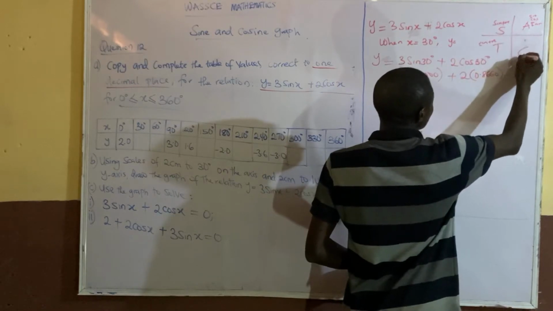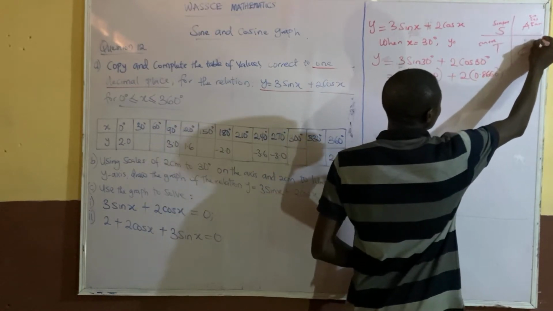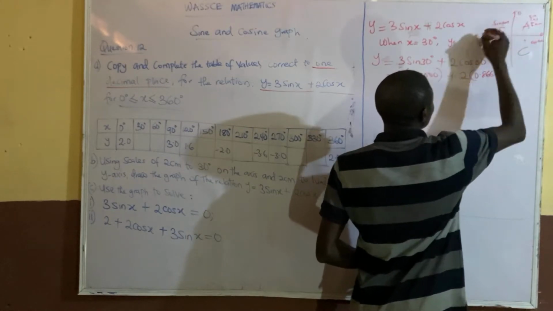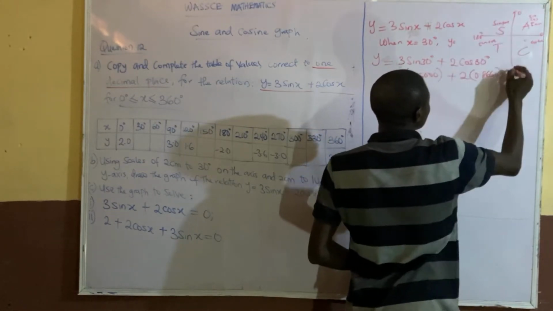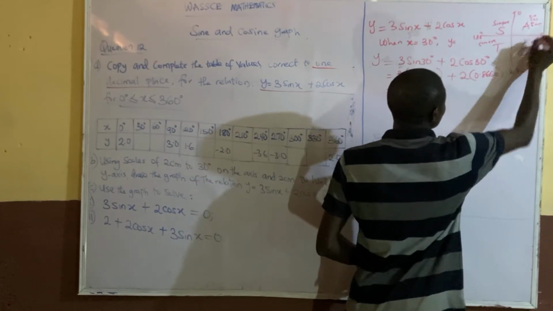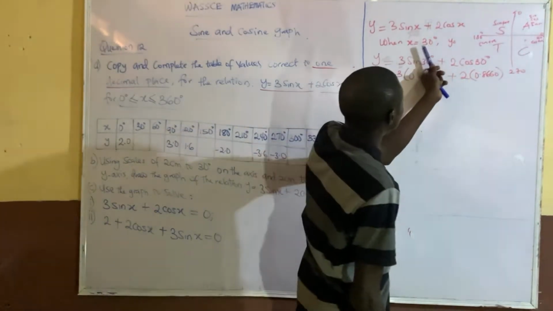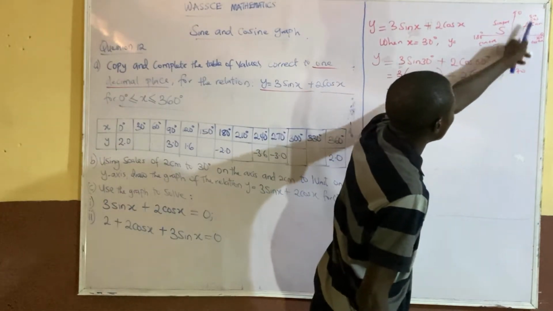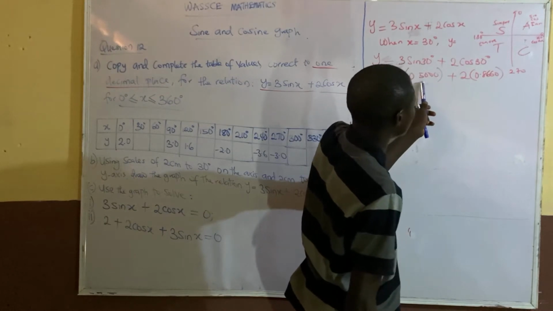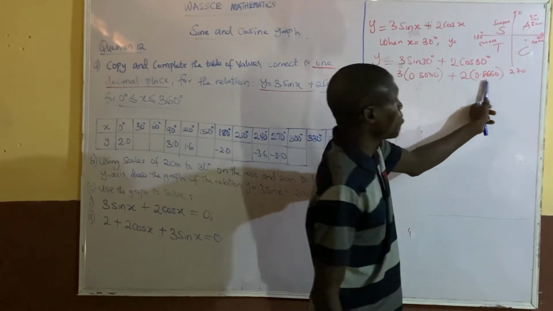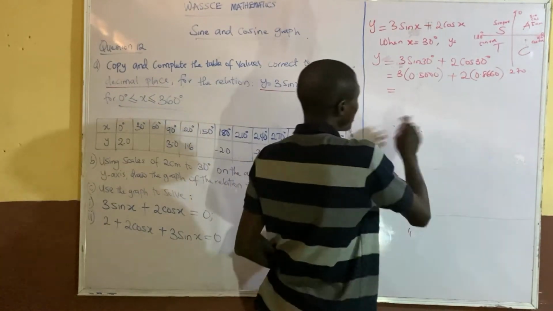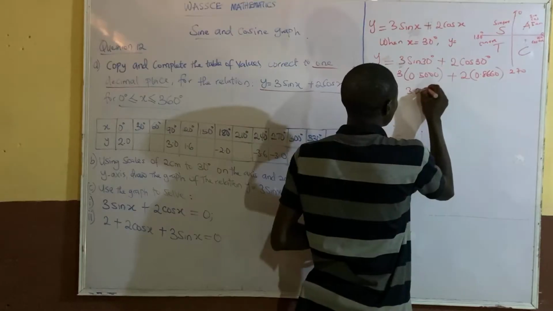Cos is positive here. This is 0 to 90, 90 to 180, 180 to 270, 270 to 360. So these are the quadrants. This 30 degree falls between 0 and 90. That's why we're having positive 0.500 and positive 0.8660. When you add these together, you are going to have 3.23.